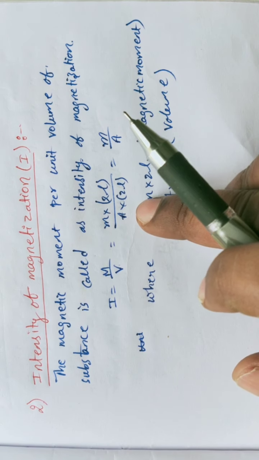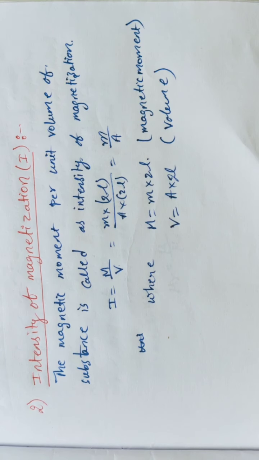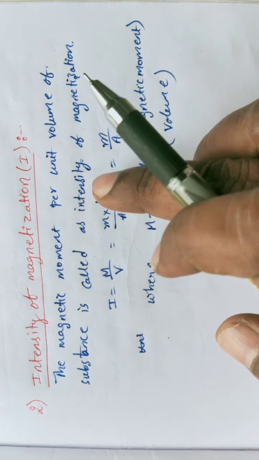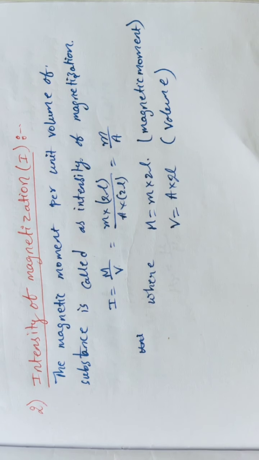In the denominator, volume I have taken as area into length of the magnet. Here 2L is nothing but the length of the magnet only. In numerator and denominator 2L will be cancelled, which means we can write here pole strength per area of the magnet. What is the thing, students? Pole strength per area of the magnet we will represent here.